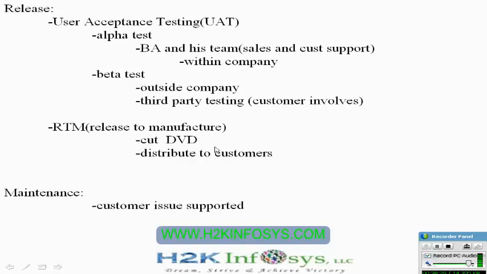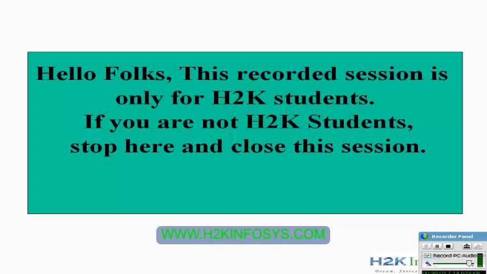And then once the alpha and beta testing are done, it passes through the RTM, release to manufacture. That means they just cut the software onto DVDs and then send it by mail. They distribute it to the customers. And once it reaches the customer, the customer installs the software and starts using it. Any customer issues will be supported in the maintenance stage of the software development project. So these are the different tests done in SDLC in real-time projects.